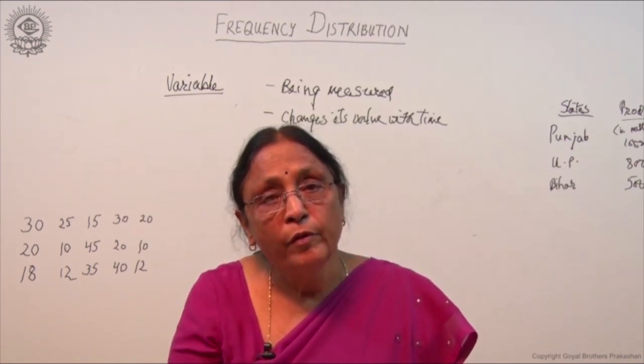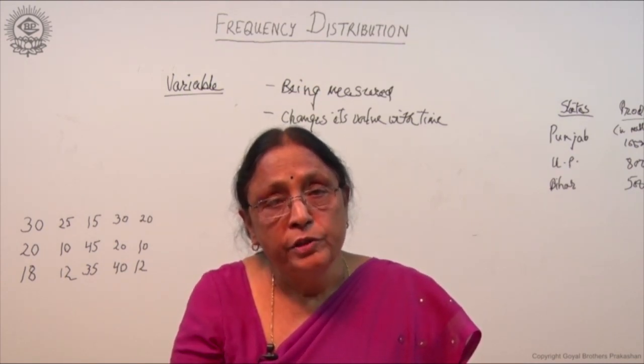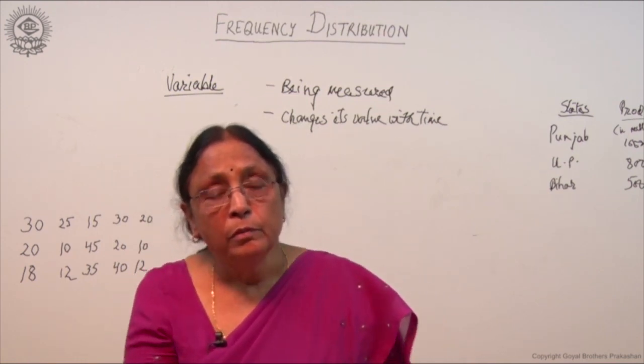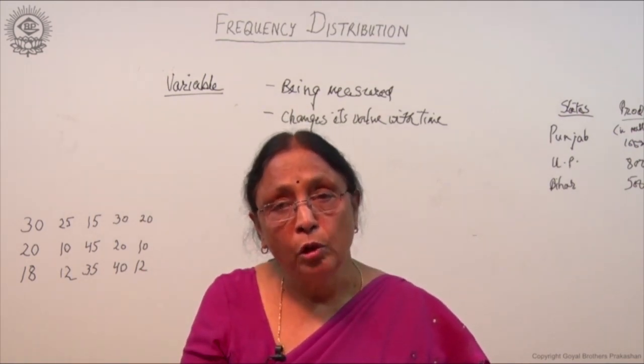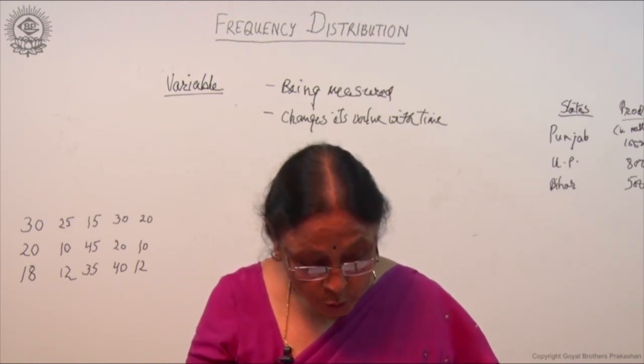In the same way, the income of a person doesn't remain the same throughout life. It changes, and normally it increases with the passage of time. So this way, income, prices of commodities, height, weight, etc. are all considered as variables. So it's clear to you what variables are?